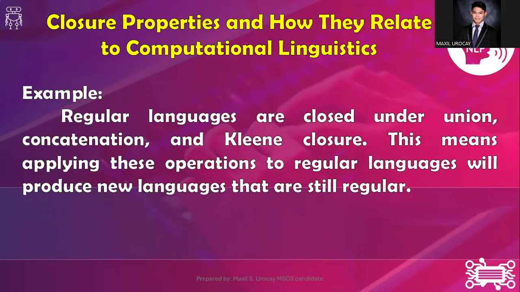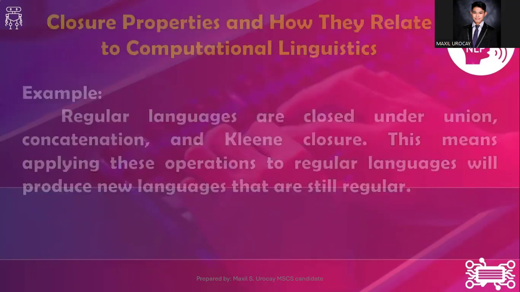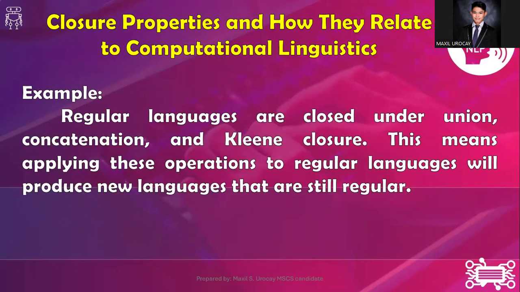Now, regular languages are closed under union, concatenation, and Kleene closure. This means applying these operations to regular languages will produce new languages that are still regular. And then, regular languages are closed under union. This means applying the operation will produce a regular language.